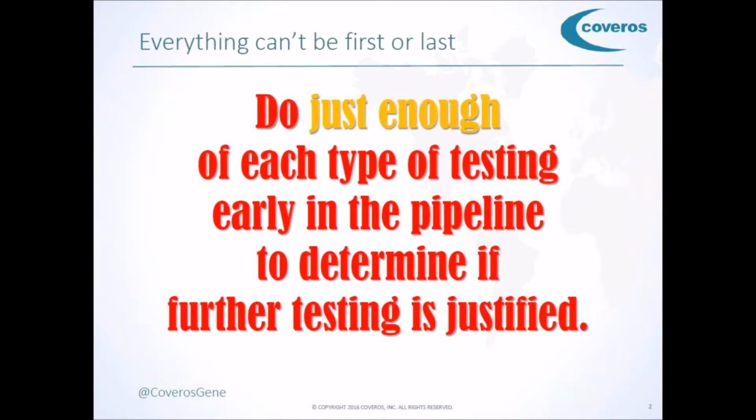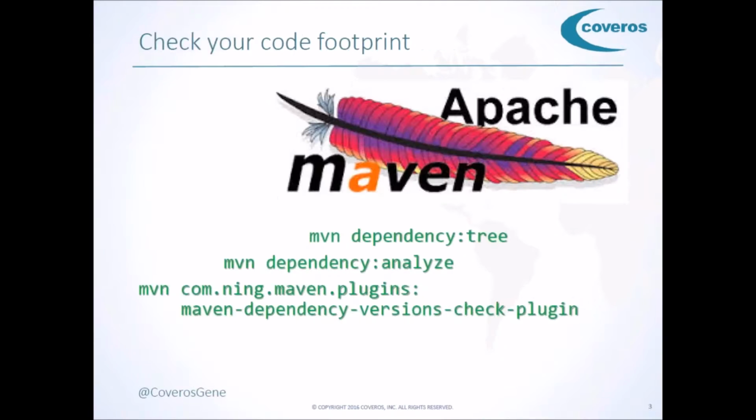So you can't start everything right at the beginning and do it all up front. You can't push everything off to the end. So what you have to do is just enough of each type of testing at each stage to make sure that further testing is justified. So you want to do a little bit of performance testing up front, a little bit in the middle, a little bit at the end. You don't want to wait all to the end to do any of it.